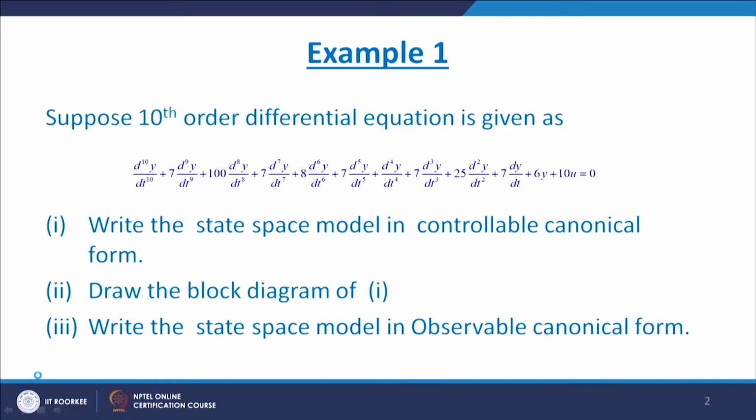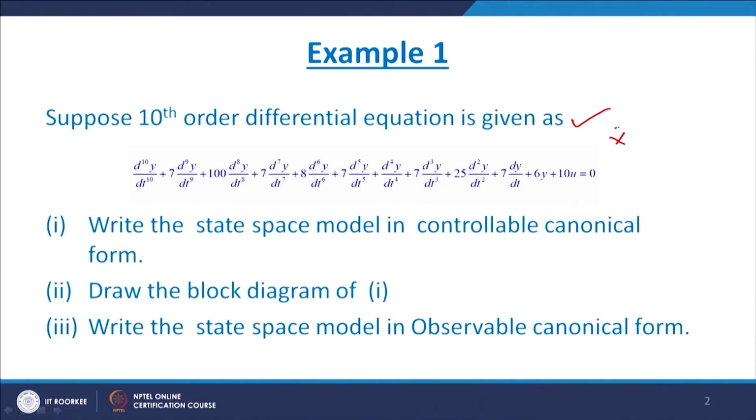Start with example 1. Suppose a 10th order differential equation is given as follows. So, this is a 10th order differential equation. Now, here our main purpose is to determine the model of this differential equation in state space form, x dot equal to Ax plus Bu. Second, we have to draw the block diagram for this, and third, we are required to write the state space model in controllable canonical form, and also in observable canonical form.